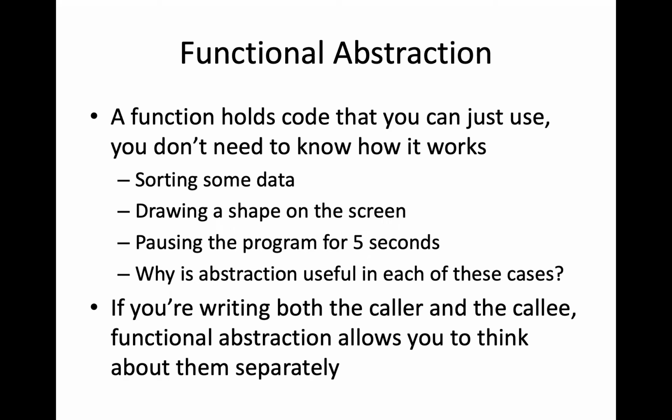In functional abstraction, there's always a caller. That's the code that calls a function. And then there's the callee. That's the function that's called that does some sort of a job, like, again, drawing the square.